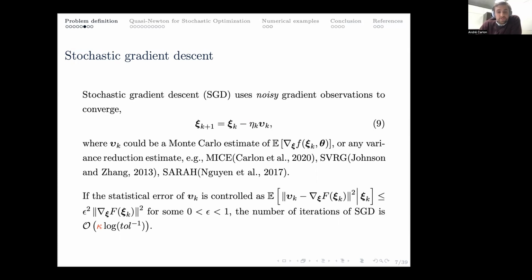And also in the case where we control the relative statistical error of the gradient estimates here, as in this equation, well, then we also have the O of kappa number of iterations. So this is to motivate why we also need, in some cases, quasi-Newton methods for stochastic optimization.